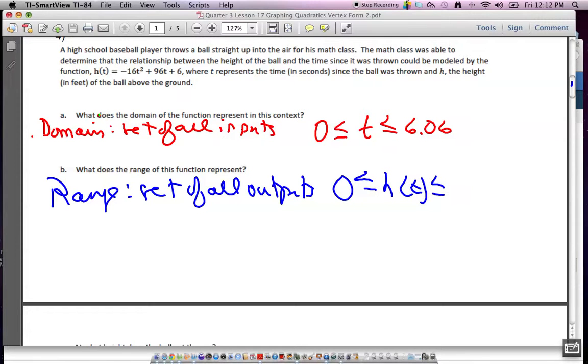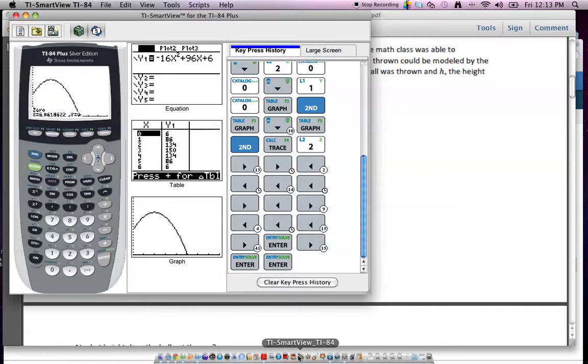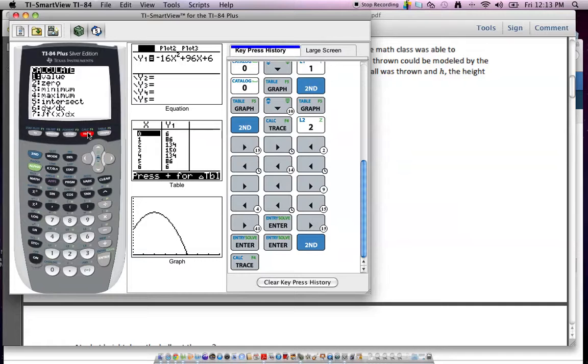And now I need to know what my maximum height is. So I go back to my graph. And this time, I'm going to calculate again, second calc. And this time, I'm going to go to maximum. And notice how it says left bound. But my little blinking bug is over here. So I need to go to the right side now.